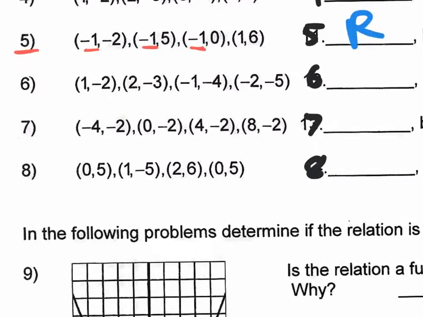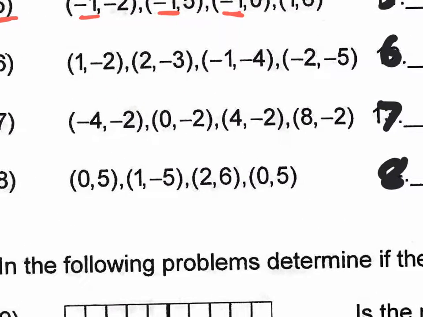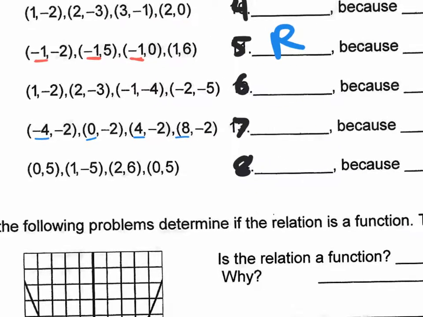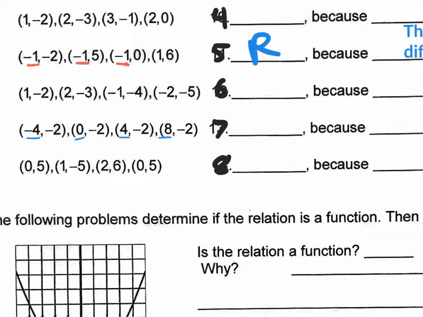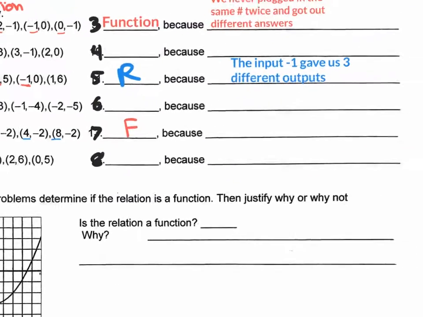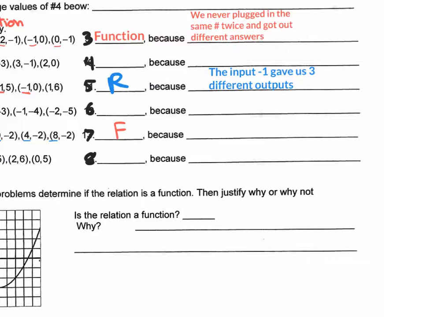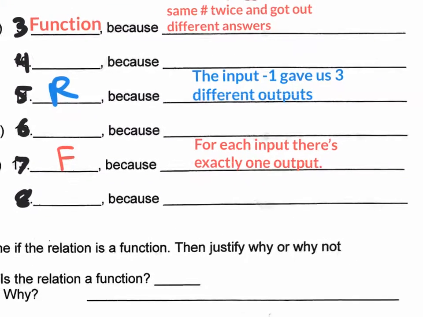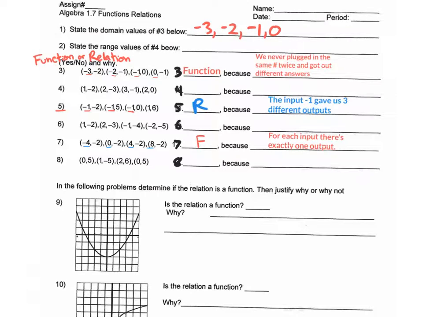Number 7, is it a function or just a relation? Function, okay? You plugged in -4, plugged in 0, plugged in 4, plugged in 8. You never plugged in the same number twice and got out different answers. So this is definitely a function. And for the reasoning, we could say for each input, there's exactly one output. Let's go to the next odd question.